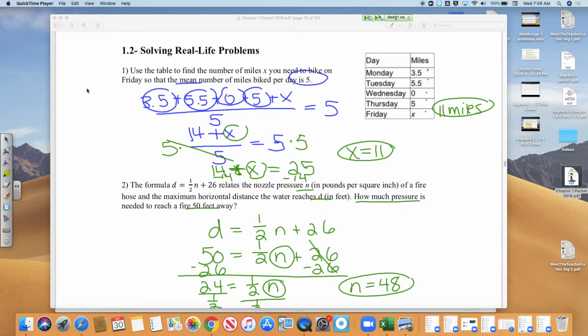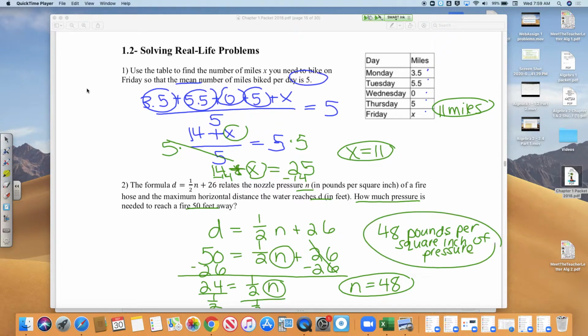So that is the answer, but again, when we have word problems, I like to put my answer with units to represent what it means. So how much pressure is needed? 48 pounds per square inch of pressure is the answer as well. And I got that from right here, that pressure is in pounds per square inch.